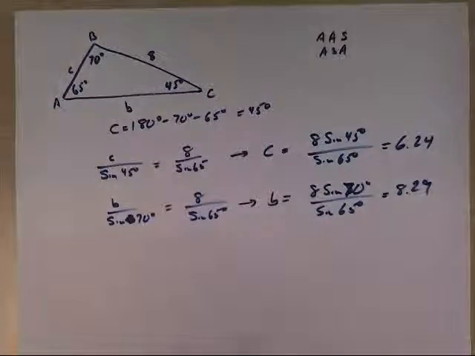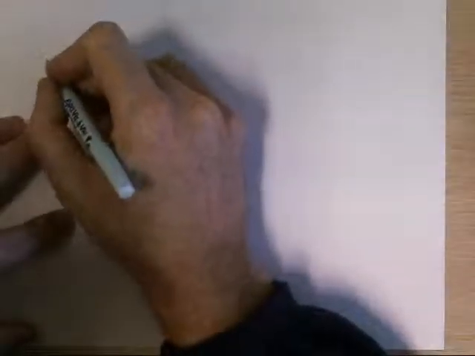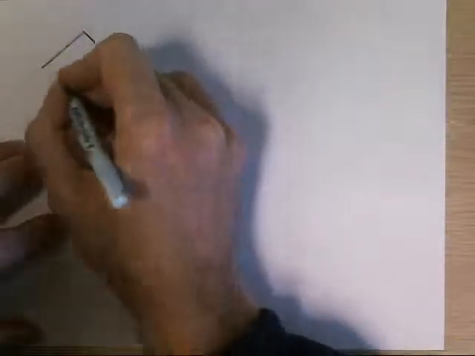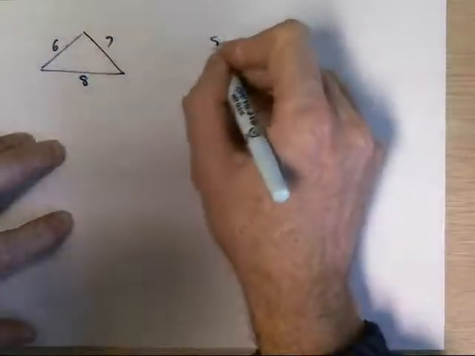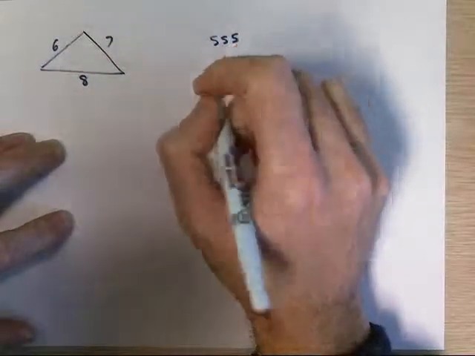Grab another piece of paper here and get that out of the way. Let's say, it's actually interesting. The law of sines doesn't do everything for us. For instance, if you had a triangle that looks like this, how about 6, 7, 8? If I gave you all three sides, side, side, side, there's certainly a congruence theorem for that.